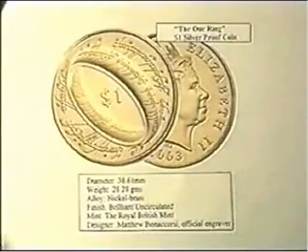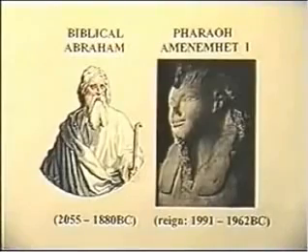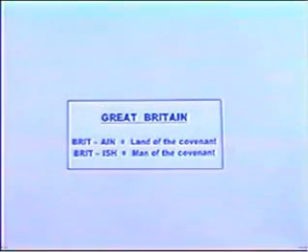Number 22. The covenant that the biblical God gave to Abraham was a promise to make his name great and to make for him a great nation. Today, Great Britain is the only nation called great. In Hebrew, the word Britain literally means land of the covenant, and British means man of the covenant.